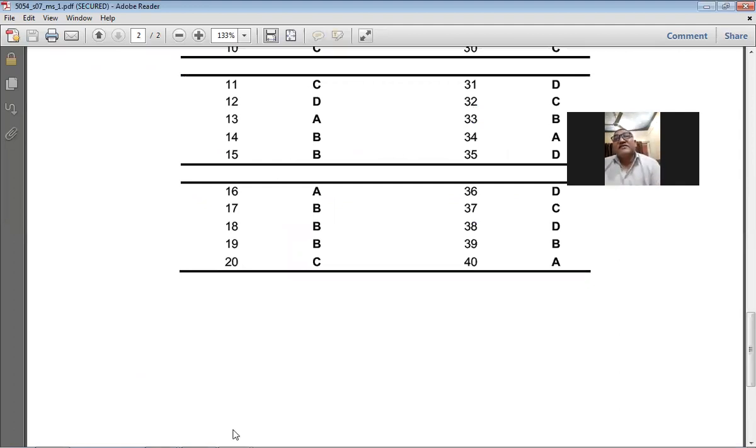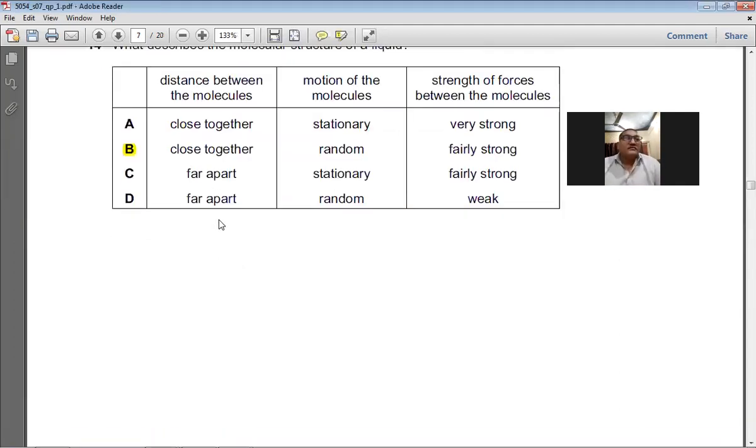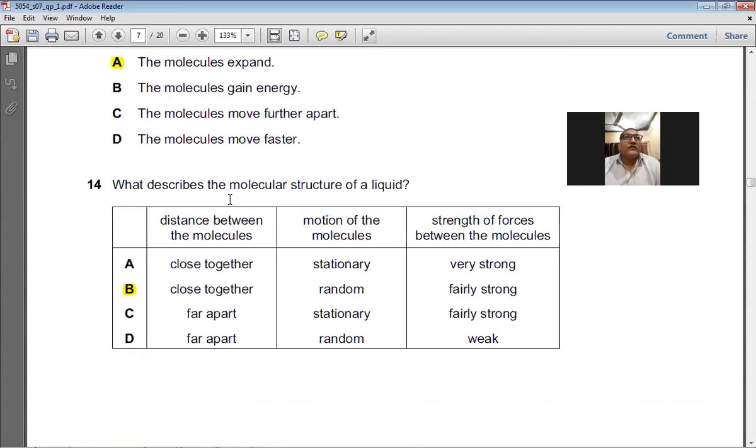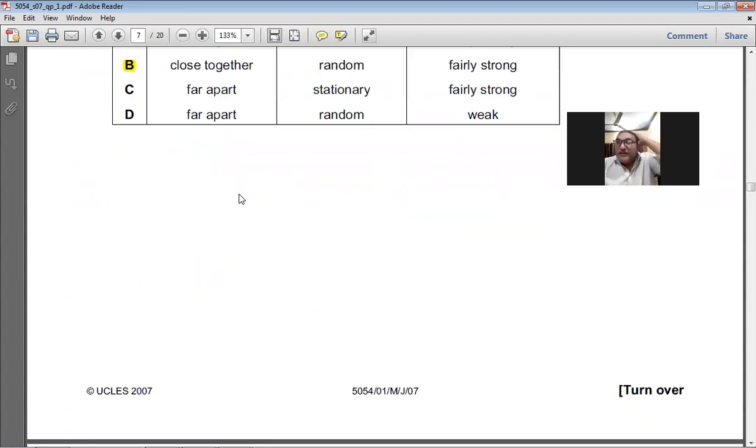B is the right answer, sir. That's question number 14.